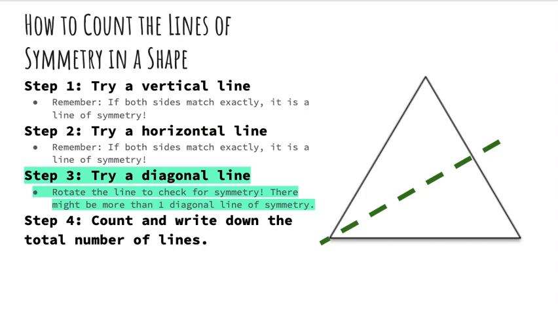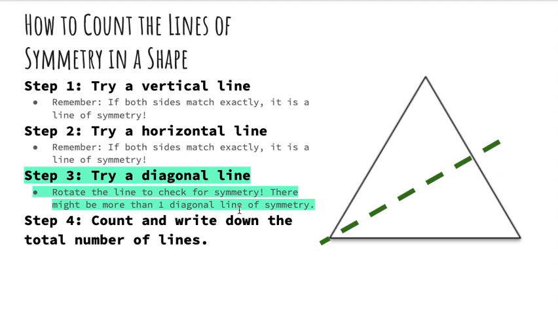Now let's try a diagonal line. In my mind, if I fold over this line, I think that it does work. Both sides look exactly the same size, and I think that both corners would match up. So that diagonal line worked. But there might be more than one diagonal line of symmetry. So you want to rotate this line in your mind and think, are there any other places I could put this line that would work?